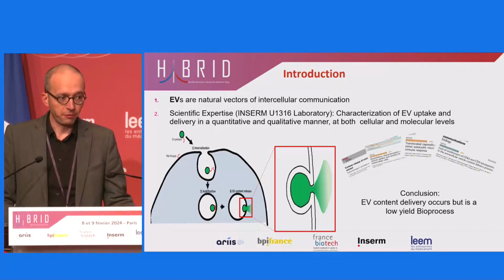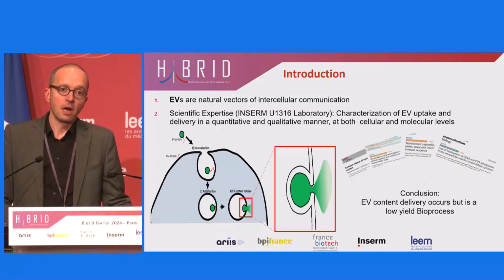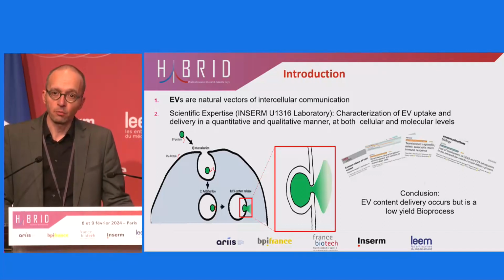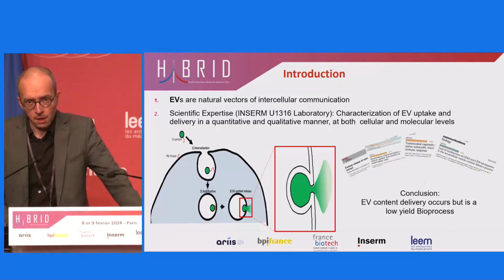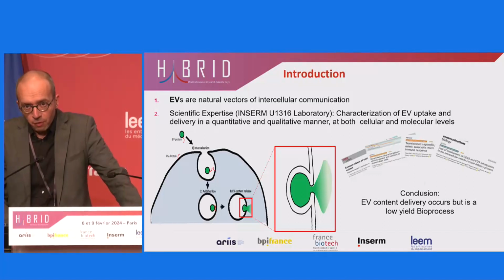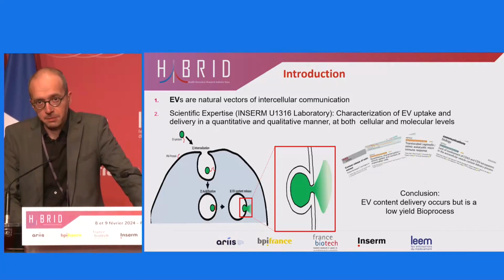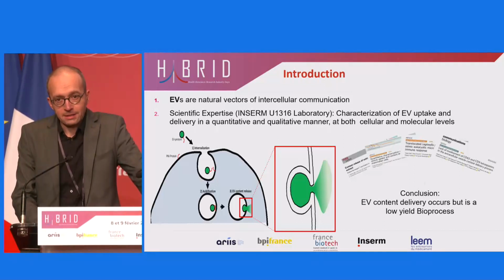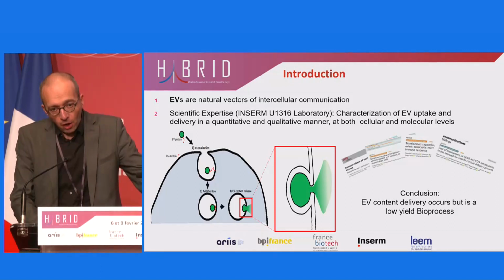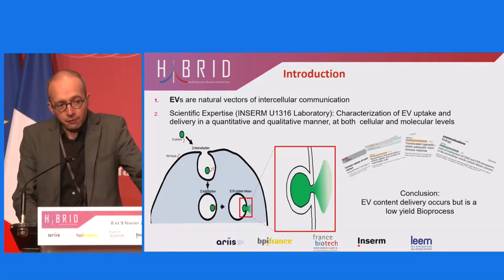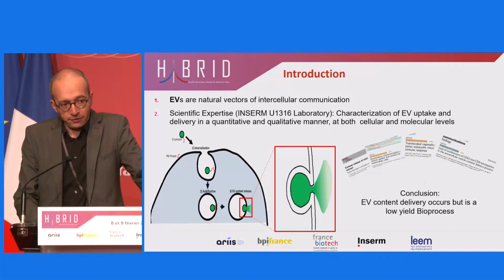So as you heard before, extracellular vesicles are natural vectors for intercellular communication. And for a long time, they have been thought to be a very promising new class of vector for drug delivery. But the development of such vectors has been limited and delayed, mostly because we didn't know enough about how the cell machinery works to take up the EVs and how the EVs could deliver their content inside the acceptor cells.